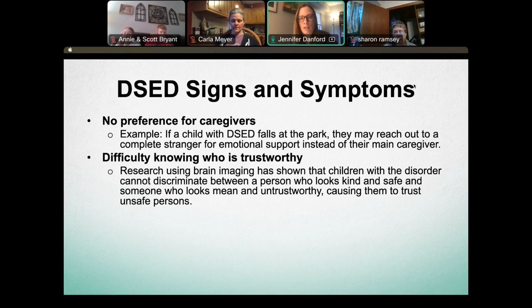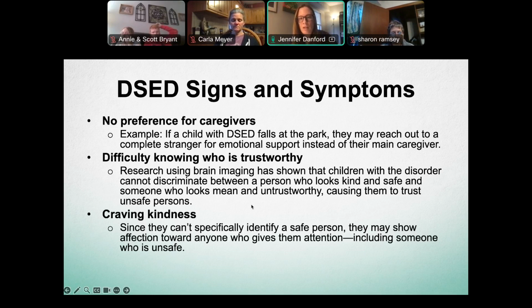They don't know who's trustworthy. Research using imaging has actually shown that they cannot discriminate between looks on faces. They showed faces that looked mean and untrustworthy, and then they showed ones that looked kind, and they had no understanding of the difference, which puts them at significant risk when it comes to making friends. Our older youth, when they come home and say, I'm going to so and so's house, and you're like, who? And they're like, you know, so and so I met at the gas station. They're like my best friend now. You know, those kind of kids. You don't even know how old that person is. And then they crave kindness since they can't identify a safe person.